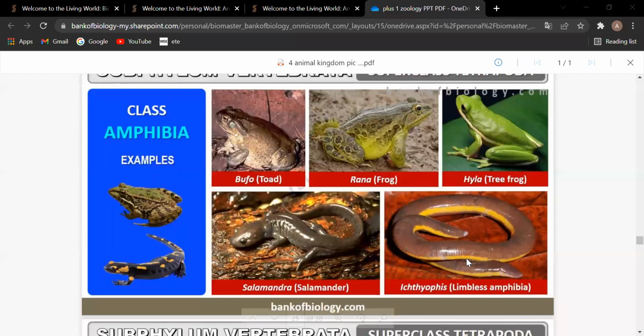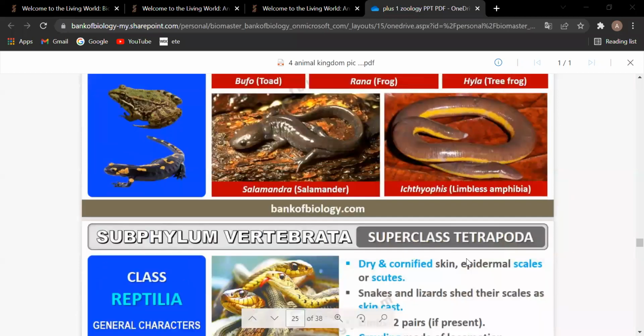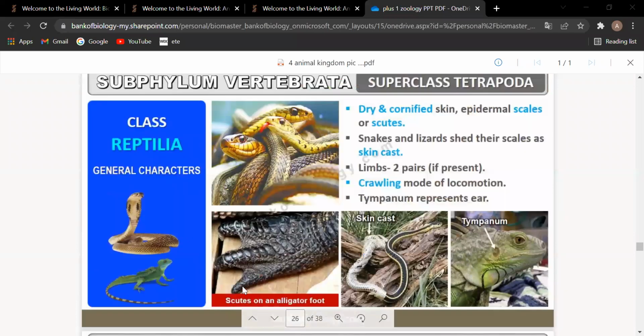Reptilia, dry and cornified skin, epidermal scales or scutes are present, है ना? तो ये देखो, ये alligator है, ये scutes देखो उसके ऊपर के, जो उसको हम scutes कहते हैं, correct? Snakes and lizards share their scales and skin cast.